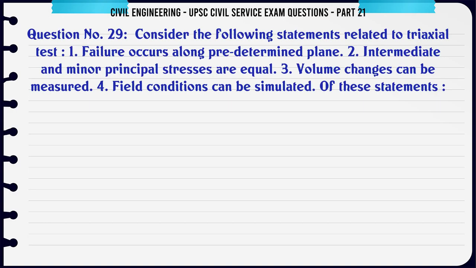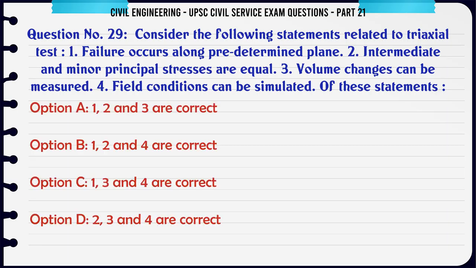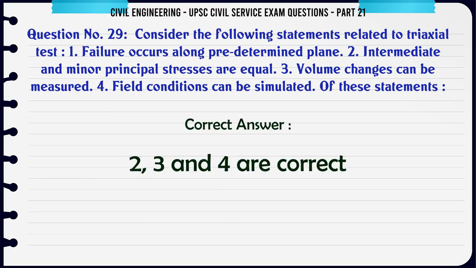Consider the following statements related to triaxial test. 1. Failure occurs along predetermined plane. 2. Intermediate and minor principal stresses are equal. 3. Volume changes can be measured. 4. Field conditions can be simulated. Of these statements, A. 1, 2 and 3 are correct. B. 1, 2 and 4 are correct. C. 1, 3 and 4 are correct. D. 2, 3 and 4 are correct. The correct answer is 2, 3 and 4 are correct.